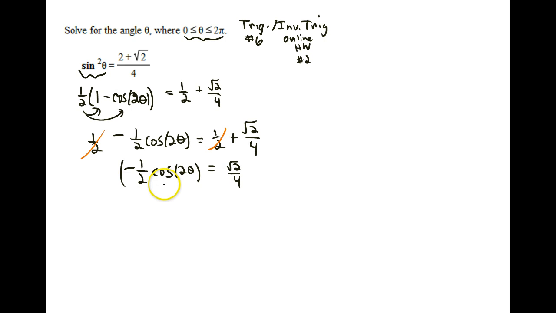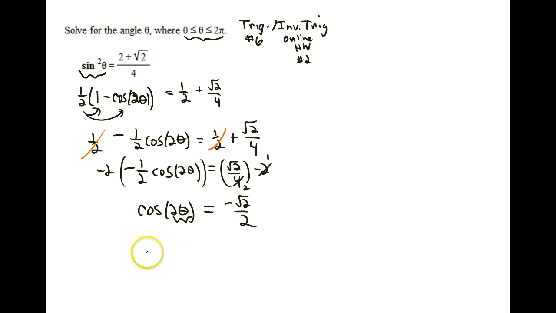Let's multiply by negative 2. We end up with the cosine of twice theta is supposed to be negative root 2 over 2. Alright, now we're somewhere. Now, the thing about twice theta is that we're used to solving it for theta. Let me call it alpha. What if the cosine of alpha was negative root 2 over 2?